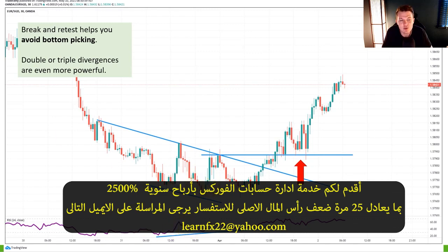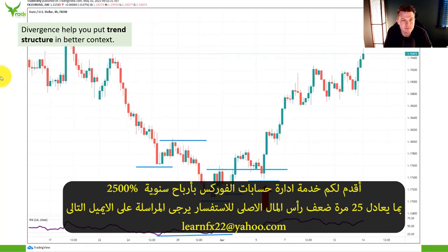A divergence alone is not powerful enough. I can't stress this enough, but if you have the divergence as the base or the foundation of your trading approach, it can help you find great trades. A divergence helps you put trend structure into a better context. As I said, there are a few things you really need to make sure are present. One is that you look for divergences in a trending market. The 20-period moving average will help you.